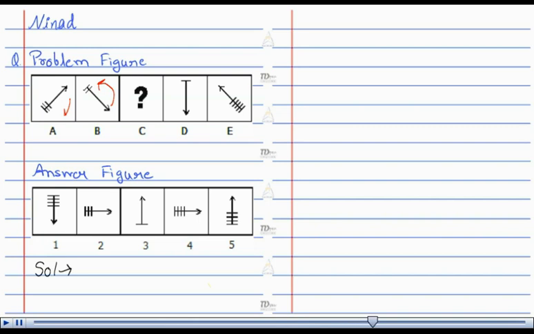anti-clockwise direction sequentially. Also, the number of lines has been decreasing by 1, then increasing by 2, then decreasing by 3, and then increasing by 4, and so on. Therefore, the only option which can be the answer to this question will be option number 5.